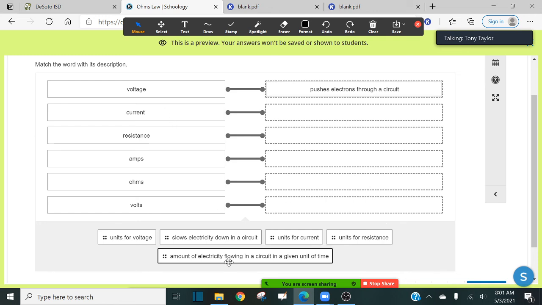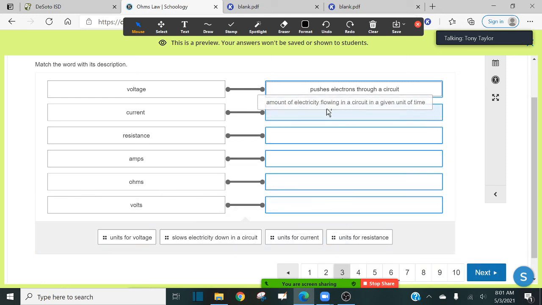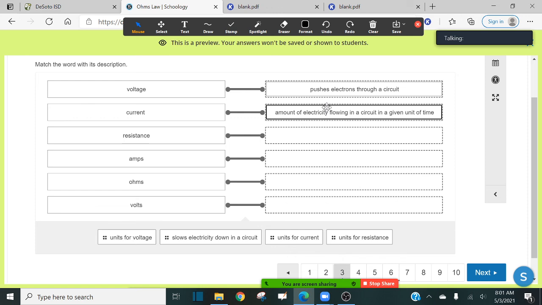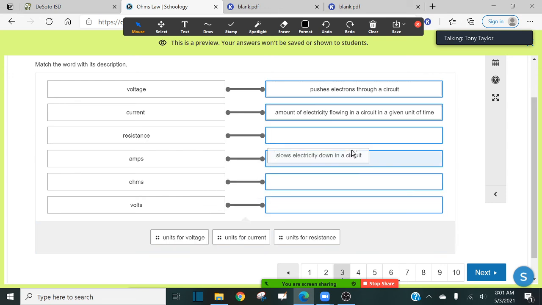Current. What is current? It's the amount of electricity flowing in a circuit in a given unit of time. Okay. What about resistance? Resistance slows electricity down in a circuit. Okay. All right, and of course, the rest of these you're going to do by yourselves. Any questions so far? I'm almost done.